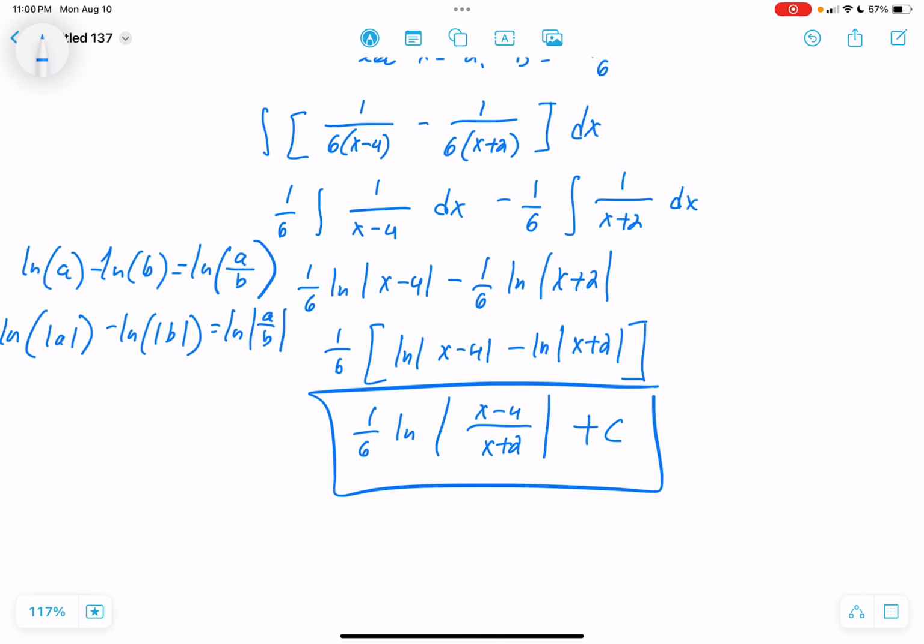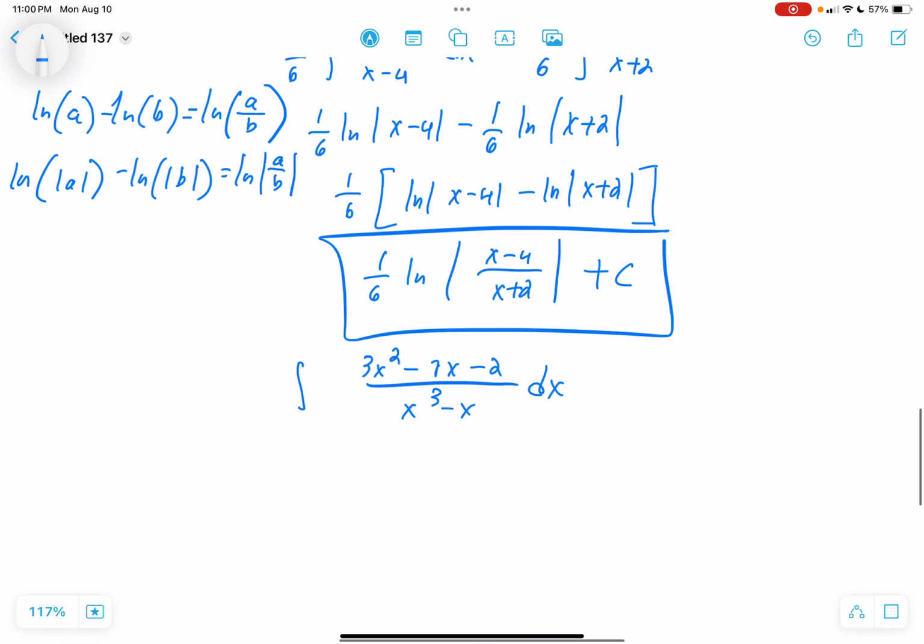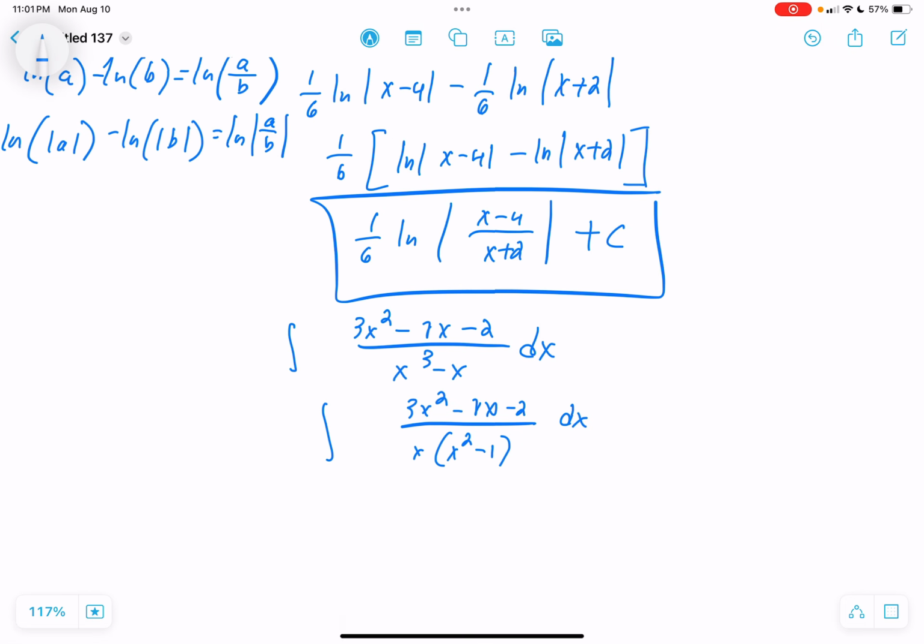We're going to do a couple more examples so we get practice. The next example I have is the integral of 3x squared minus 7x minus 2 over x cubed minus x dx. Now, don't get intimidated that there is not a constant in the numerator. That is okay. Let's first factor this to get 3x squared minus 7x minus 2 over x times x squared minus 1 dx. Notice I have a difference of squares, so I can do the integral of 3x squared minus 7x minus 2 over x times x minus 1 times x plus 1 dx.